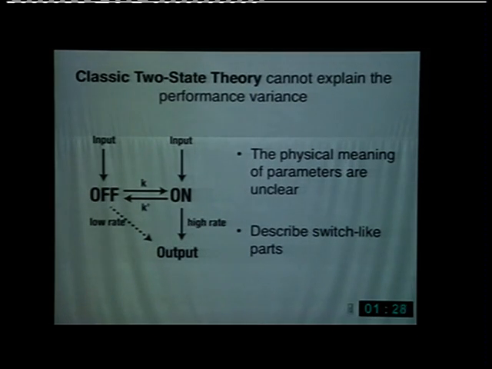So why do we need a multiple-stage theory? Because the classic two-stage theory cannot explain how the genetic context influences a part's performance. Like this two-stage theory, it assumes the biological parts have an off-state and an on-state. And in this theory, the physical meaning of the parameters is not clear.